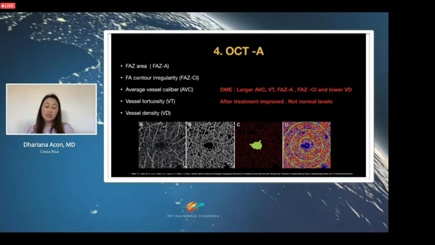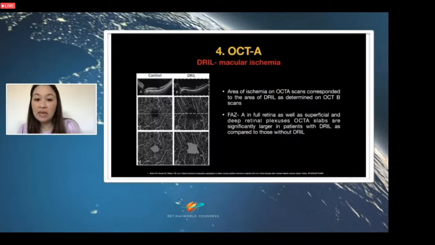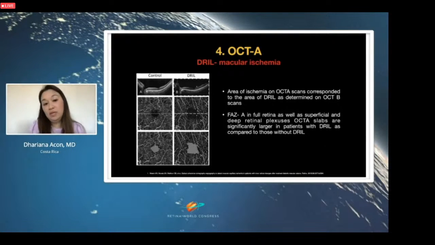And also, as I mentioned before, by OCTA, we can see that DRIL is related to macular ischemia. Usually areas of ischemia on OCTA correspond to areas of DRIL on B-scans. And the foveal avascular zone area in the full retina, as well as the superficial and deep capillary plexuses on OCTA, are significantly larger in patients with DME compared to those without DRIL, even after resolution of DME.